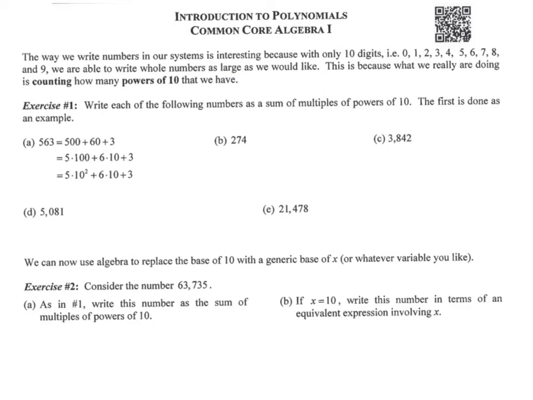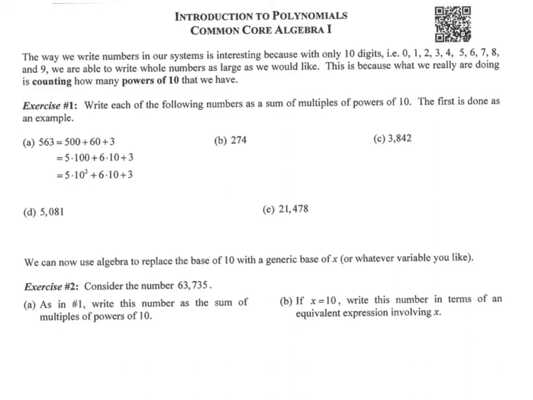All right, the way that we write numbers in our systems is interesting because with only 10 digits, for example, 0, 1, 2, 3, 4, 5, 6, 7, 8, 9, we are able to write whole numbers as large as we would like. This is because what we really are doing is counting how many powers of 10 that we have. So write each of the following numbers as a sum of multiples of powers of 10. The first is done as an example.